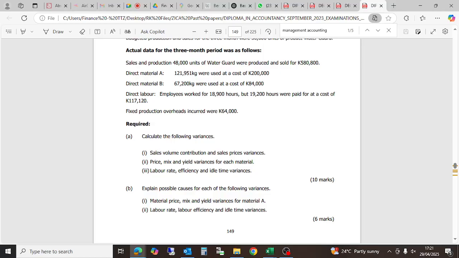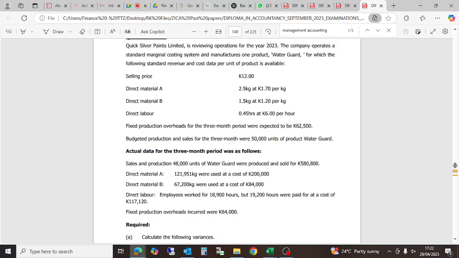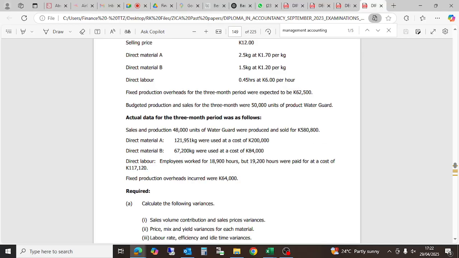The way it is, with the sales volume variance, we are basically looking at the difference in our sales units. Every single time you make a variance in units, you value it later on. So if we're talking about a sales volume variance, we're just finding the difference in the actual and budgeted units. Our actual sales are 48,000, but what's our budgeted sales? Our budgeted sales is 50,000. So we have an adverse of 2,000.